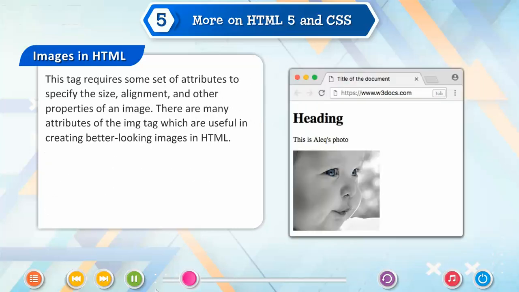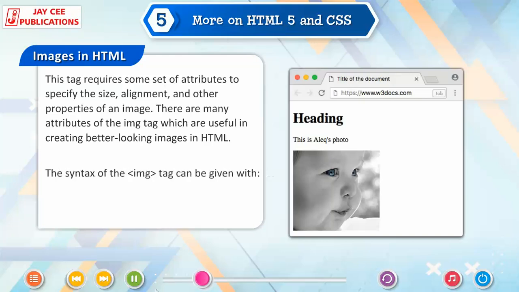It is an empty element, which means it does not have a closing tag and contains attributes only. This tag requires some set of attributes to specify the size, alignment, and other properties of an image. There are many attributes of the IMG tag which are useful in creating better-looking images in HTML. The syntax of the IMG tag can be given with an open image tag in angular bracket: IMG src is equal to URL in double quote, alt is equal to some underscore text in double quote.